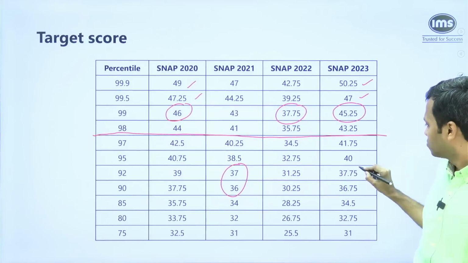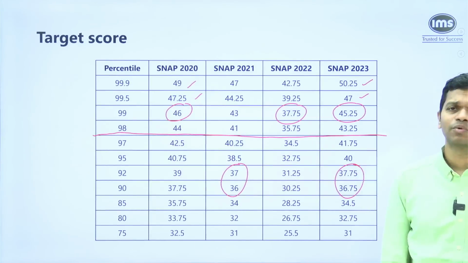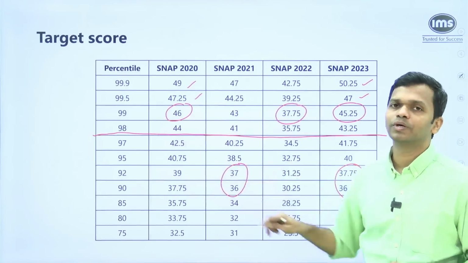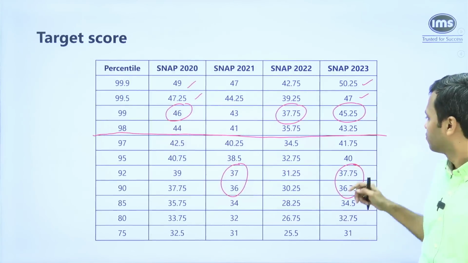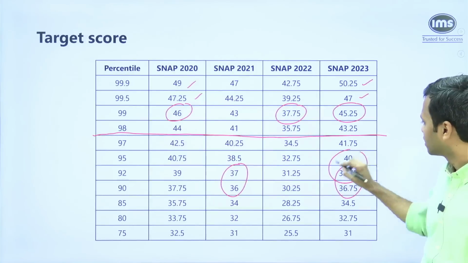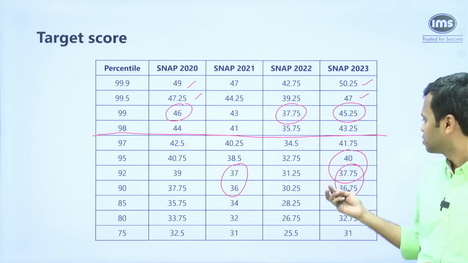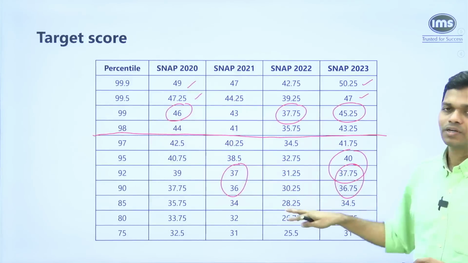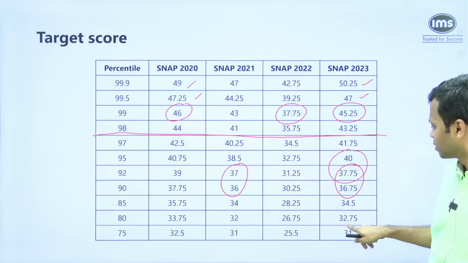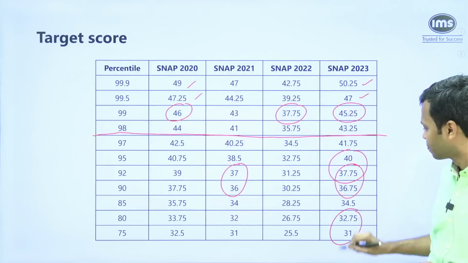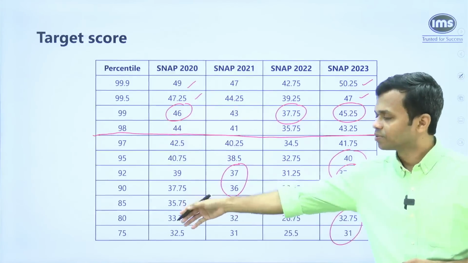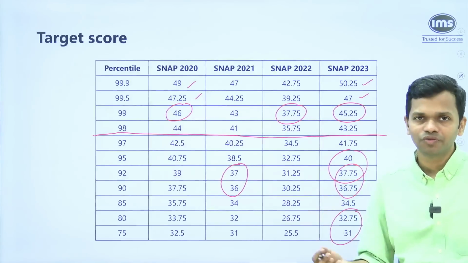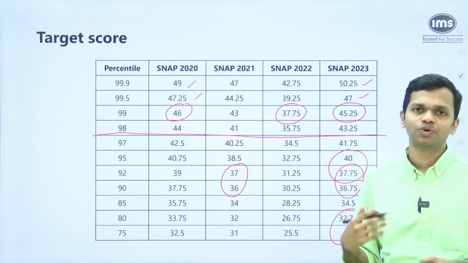Same thing if you look at, say, last year, SNAP 23. Look at the gap, which is again 1 mark, and it has translated into a 2 percentile difference on the final score. If you look at even something like 40 and 37.75, it's just a 2.25 mark difference, which is a 3 percentile gap. At the lower level, it in fact becomes higher. If you look at this one, 32.75 versus 31, it's hardly any difference, but the percentile difference is 5. So every mark, every 0.25 is going to count, because it is going to push your score up.